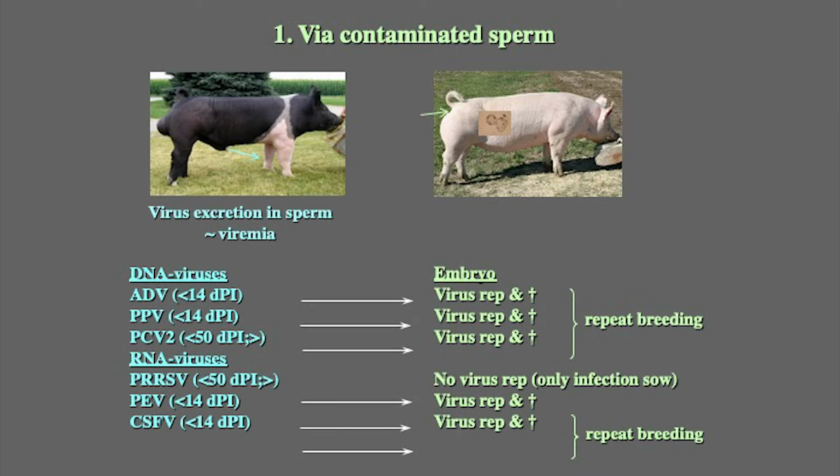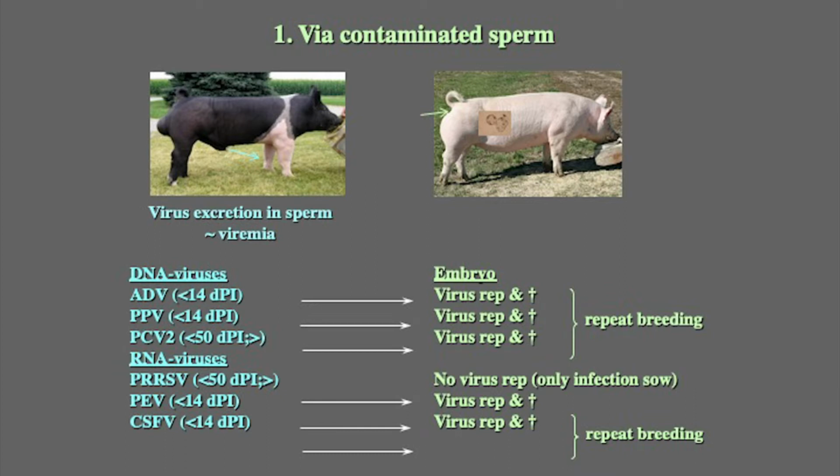So we have here DNA viruses, Aujeszky's, Parvo, PCV2, and you can see here the periods during which they can be secreted by the boar. RNA viruses too, with PRRS, enteros, and classical swine fever. So you can see that the virus is shed in sperm for quite some time.